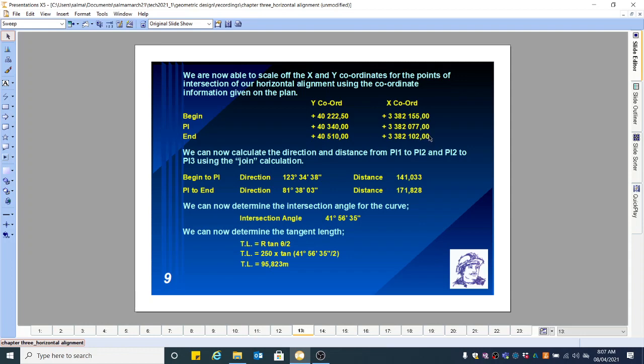Based on this, using your joins and your polars, you can work out from beginning to PI. The direction is 123 degrees 34 minutes 33 seconds. Distance is 141.033. PI to end, the direction you've calculated to be 81 degrees 38 minutes 3 seconds. This distance is 171.828. The intersection angle is 41 degrees 56 minutes 35 seconds.